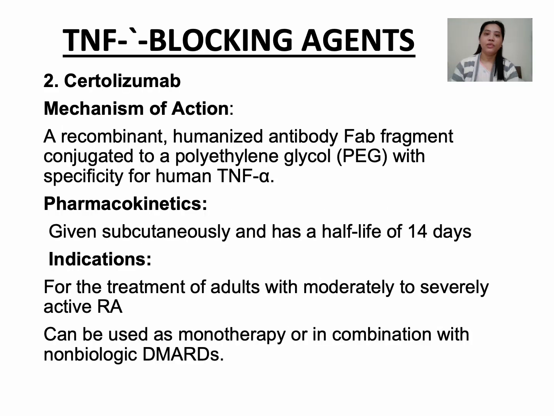Number 2 will be certolizumab. It is a recombinant humanized antibody Fab fragment conjugated to a polyethylene glycol, specific to human TNF. It is given subcutaneously and has a half-life of 14 days. It is indicated for the treatment of adults with moderately to severely active RA. It can be used as monotherapy or in combination with non-biologic DMARDs.